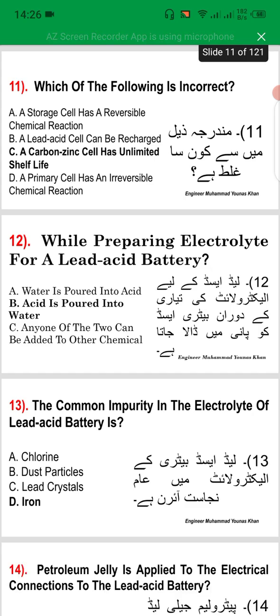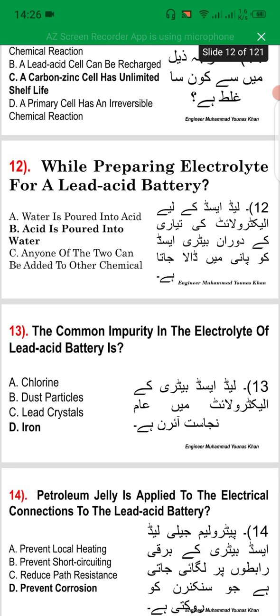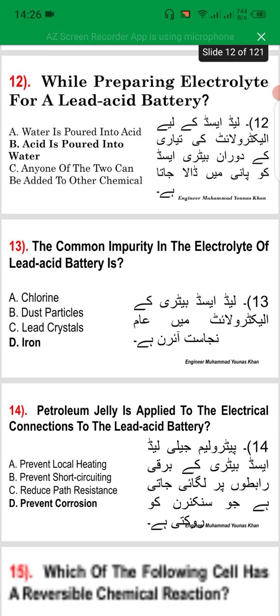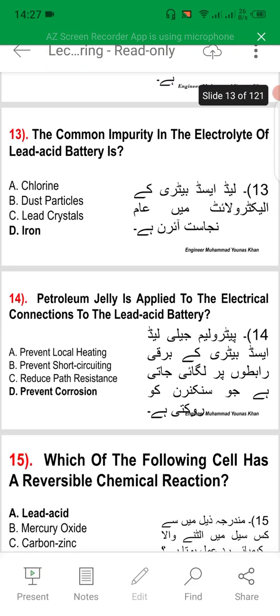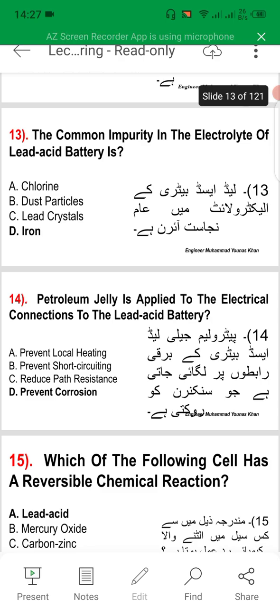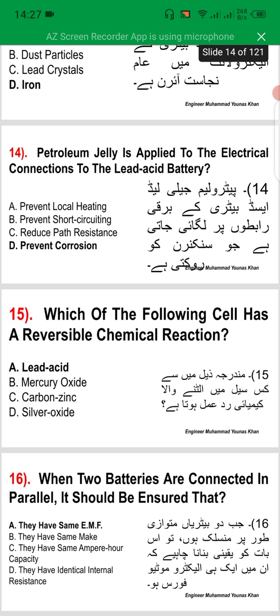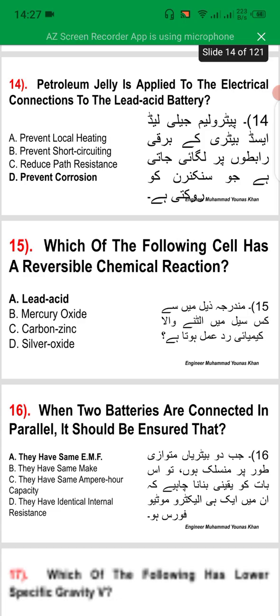Which of the following is incorrect? A carbon zinc cell has unlimited shelf life. While preparing electrolyte for a lead acid battery, acid is poured into water. The common impurity in the electrolyte of a lead acid battery is iron. Petroleum jelly is applied to the electrical connection of the lead acid battery to prevent corrosion.